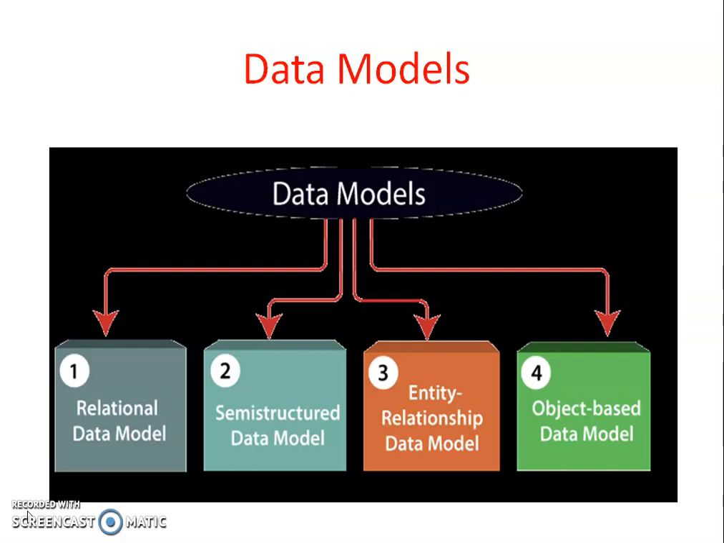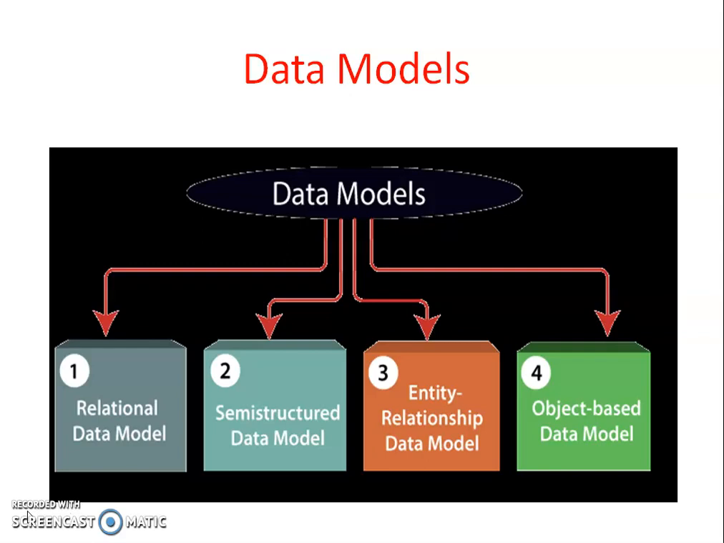A data model is a modeling of data description, data semantics, and data consistency constraints. The data model provides the conceptual tools for describing and designing a database at each level of data abstraction. Therefore, there are four data models used for understanding the structure of a database: first, the relational data model; second, the semi-structured data model; third, the entity relationship data model; and fourth, the object-based data model. Now we will discuss them one by one.